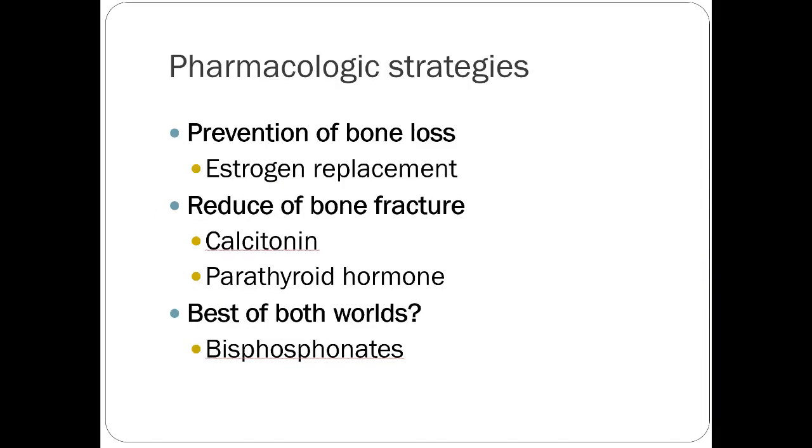All right, so what do we want to do pharmacologically? We want to prevent bone loss, reduce bone fracture, or could we do both? So preventing bone loss, usually the only way you can do this is probably estrogen replacement in females, and that's a little bit risky. There are some side effects with that, and I'll talk about that here in a second. Reducing bone fracture, calcitonin, parathyroid hormone. The best of both worlds.